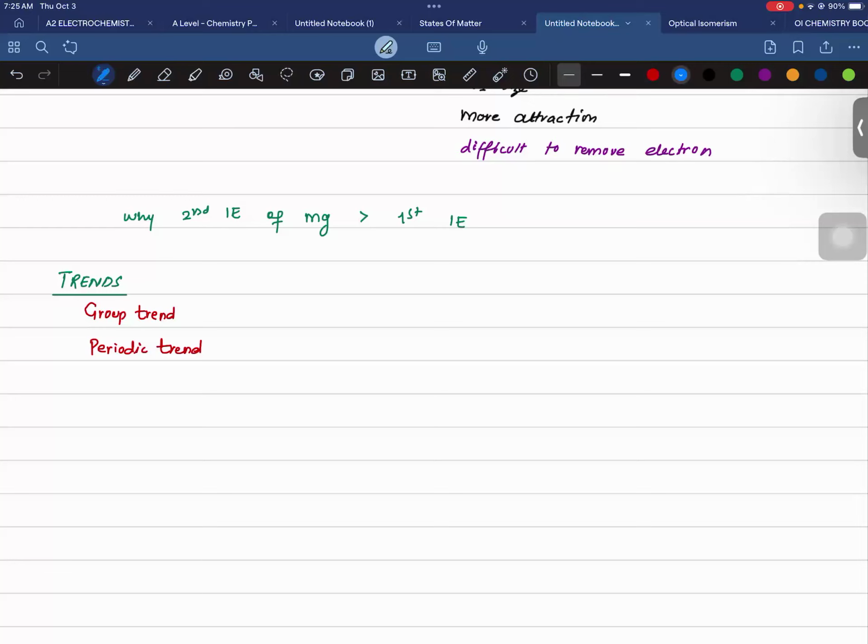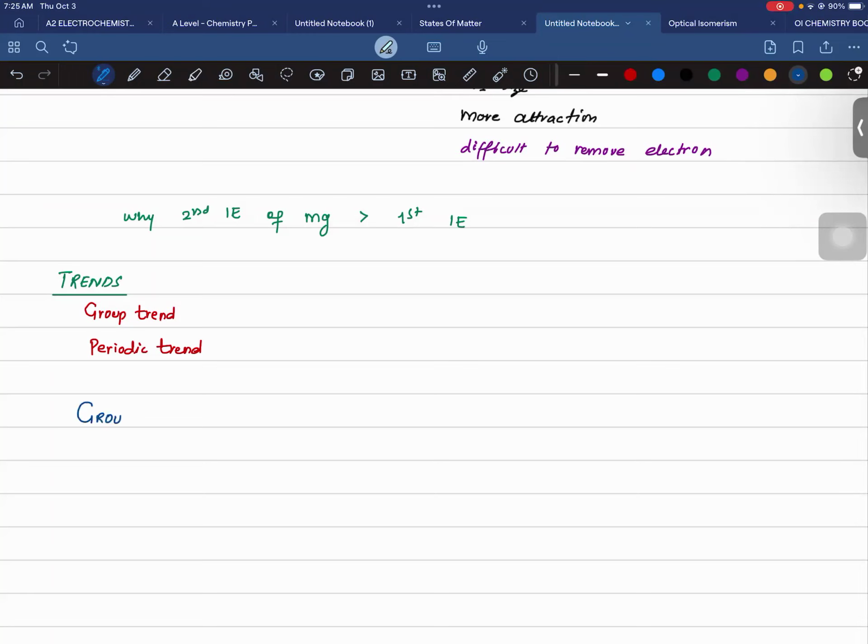So can you tell me, if we are going down the group, is the ionization energy going to increase or decrease, in the periodic trend and group trend? First of all, we are going to discuss the group trend. As we go down the group, is the ionization energy going to increase or decrease? What do you think? Yes? Decrease. Why decrease? Due to the increased shielding effect.